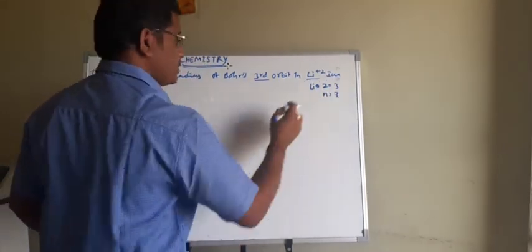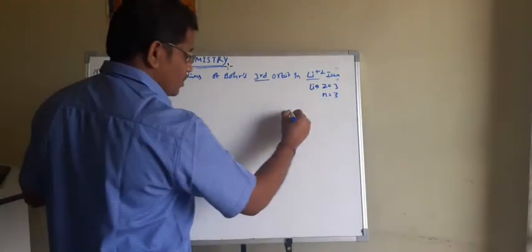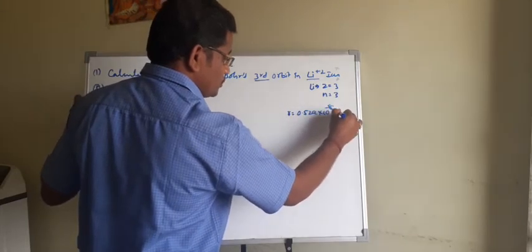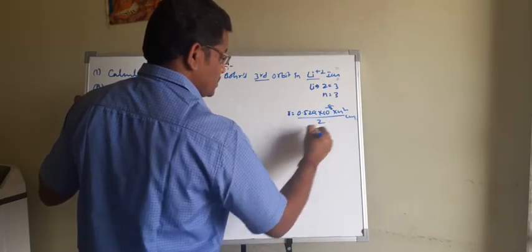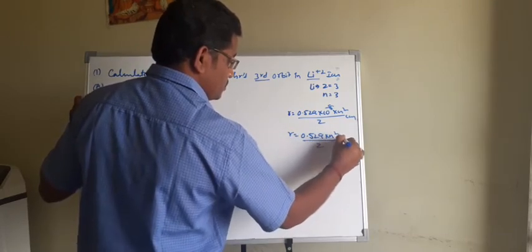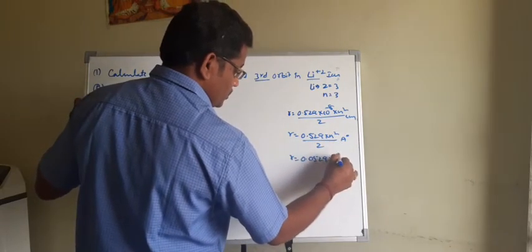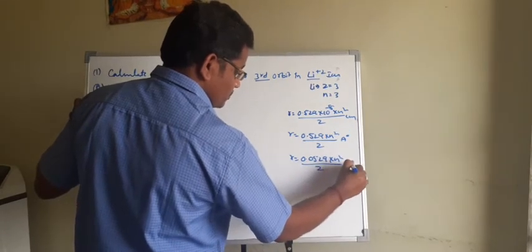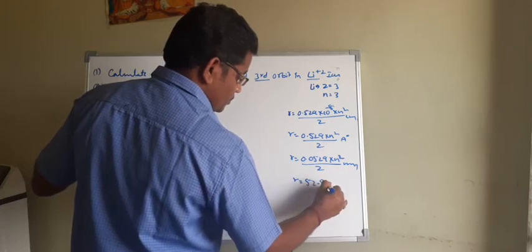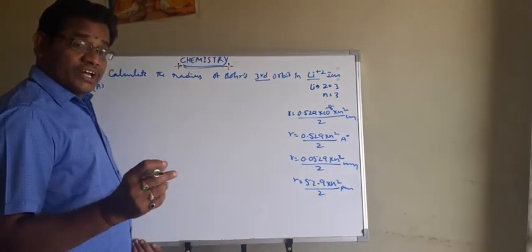Then substitute the Z value and n value. I just told you the 4 formulas. R is equal to 0.529 into 10 power minus 8 into n square by z centimeters. R is equal to 0.529 into n square by z angstrom units. R is equal to 0.0529 into n square by z nanometers. R is equal to 52.9 into n square by z picometers. So that depends on the question.